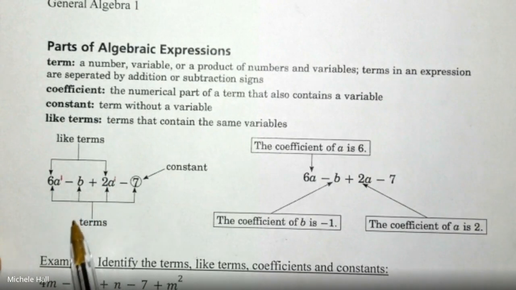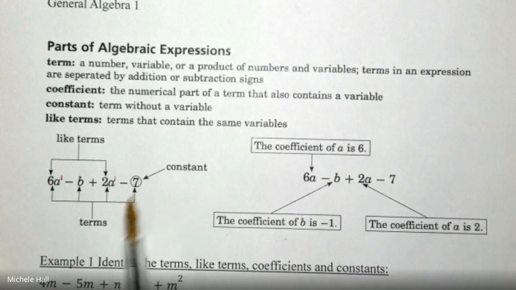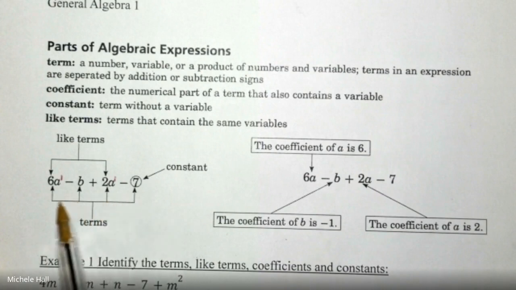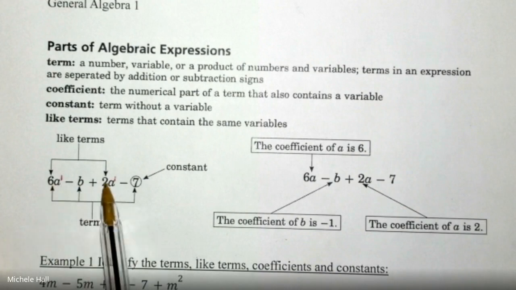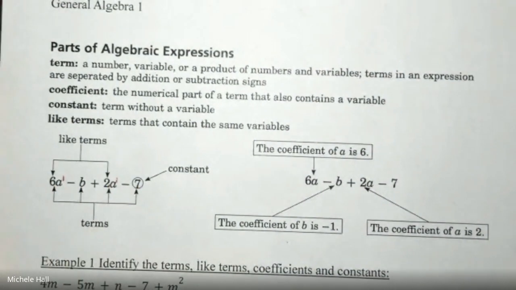I have 1, 2, 3, 4 terms. Terms are separated by plus and minus signs. So there are 1, 2, 3, 4 terms.